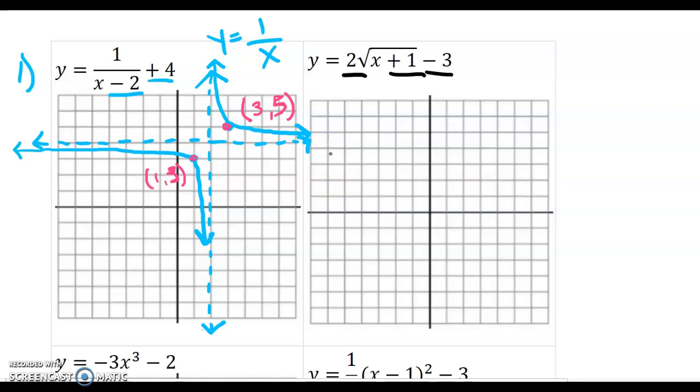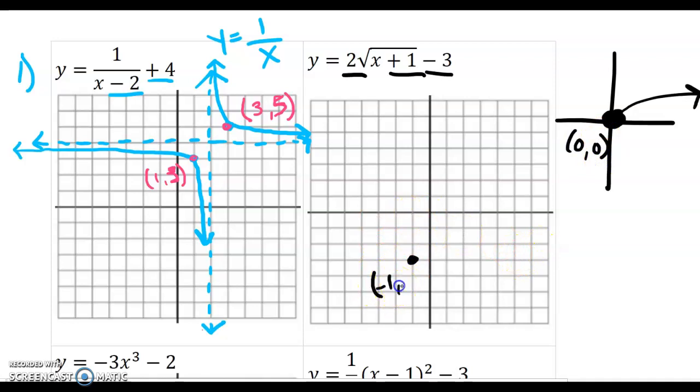My first step always for most of these functions is to start with what I determine my main key point and work on my horizontal and vertical shifts. Normally, this graph looks something like this. I'm going to start with this point that's (0, 0). It's been shifted to the left 1 unit, so boom, we're here, and it's been shifted down 3 units. Excellent. So I know that the point on my original graph at (0, 0) is going to be at (-1, -3) on my transformed graph.